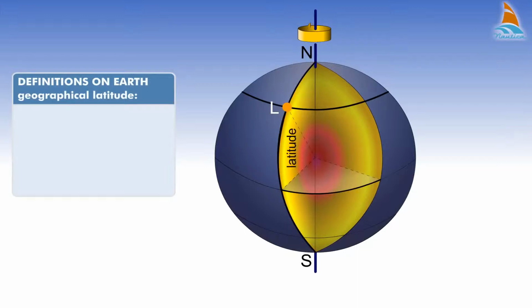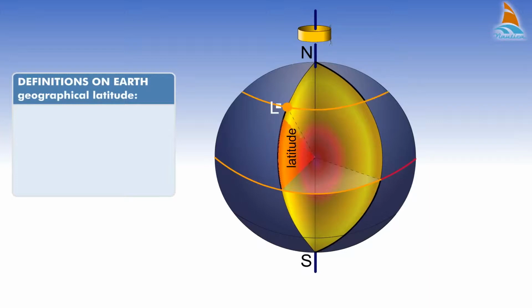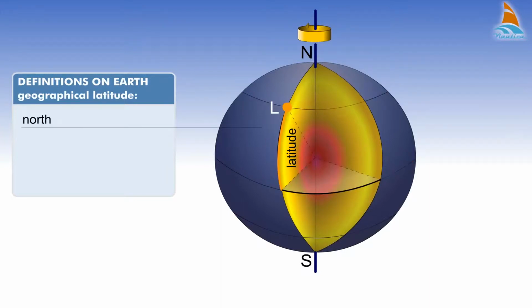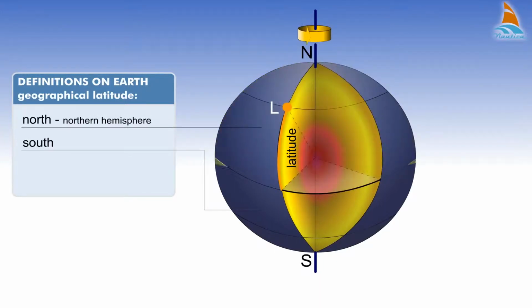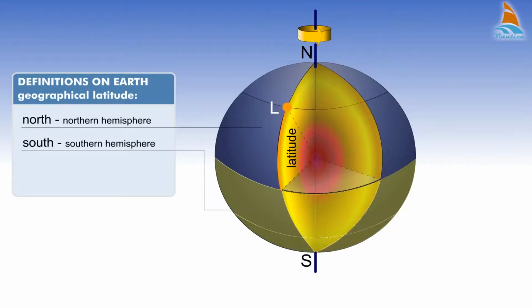The geographical latitude of position L is the arc on the meridian passing from L that is included between the equator and the parallel passing through L. The latitude is defined as north, or N, if the position is in the northern hemisphere, or south, or S, if the position is in the southern hemisphere.